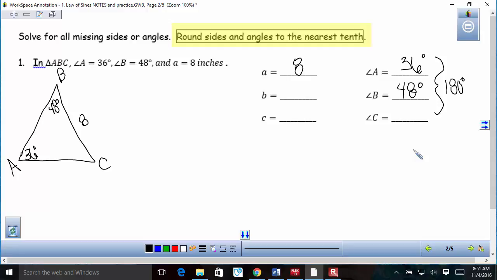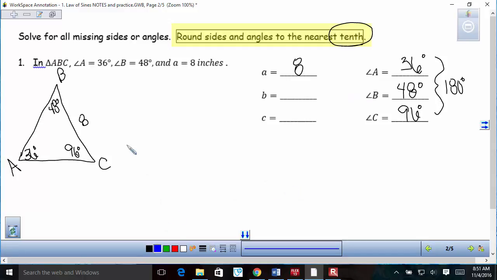How much? 107? No, 96. Yeah, you're right. 96 degrees for angle C. In my opinion, it helps to go ahead and put stuff on the picture every time. Anytime you find something, put it there. Now we have to start our formula. We are rounding sides and angles to the nearest tenth, 1 decimal place.